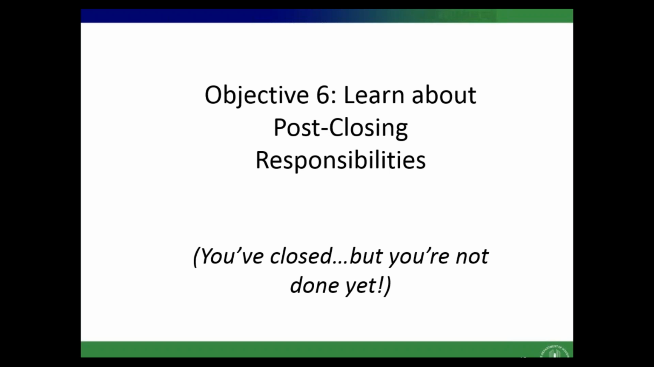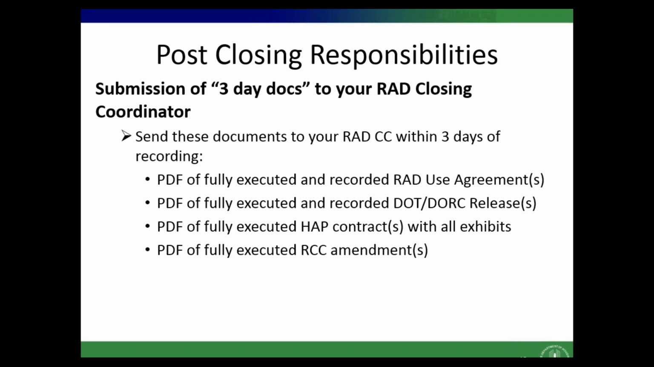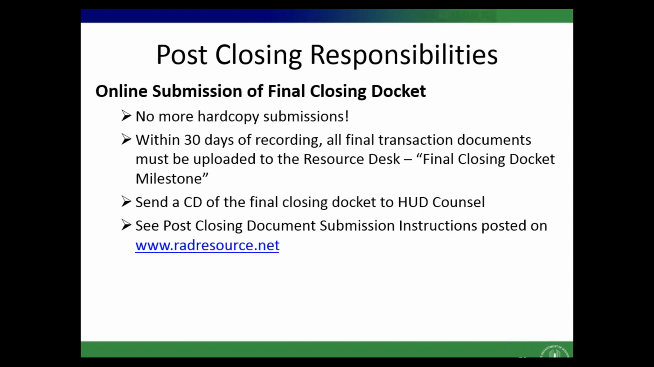Okay, you've closed, but you're not done yet, because you've really enjoyed working with your closing coordinator so much that you're going to remember that you need to send in your recorded documents. We need the documents right away as evidence that this whole thing has been completed, as the PDF of the recorded use agreements, the DORCs, the HAP contract, and any amendments that were done at the end, so that we have your fully executed version. Again, I want to remind you, we don't want any of the paper here. You do not need to send anything to us from the recorder's office. You just need to send us a PDF of the fully recorded document. And you'll get information in an escrow letter, and actually I think it's available also on the resource desk, what your list is of what needs to be uploaded to us as part of the transaction docket, the final docket.